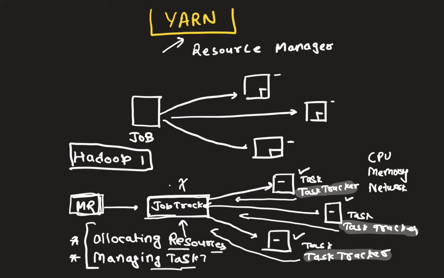So because of all these lacking features, that job tracker is overburdened, scalability issues were there, job tracker was a single point of failure, and it was only limited to MapReduce, there was a need to reinvent the wheel, and that is where Yarn came into the picture.